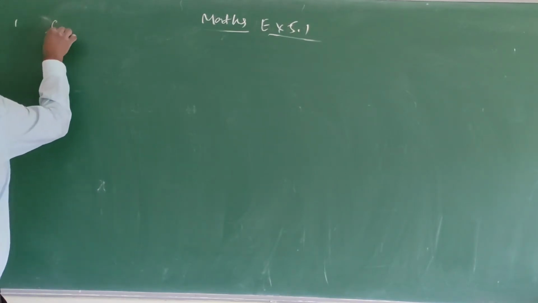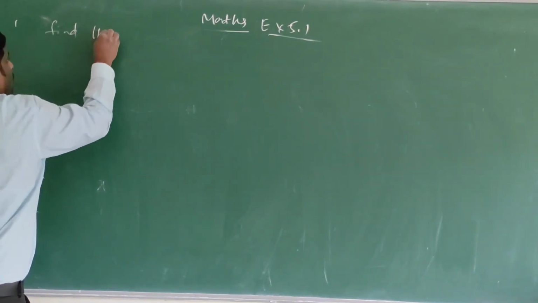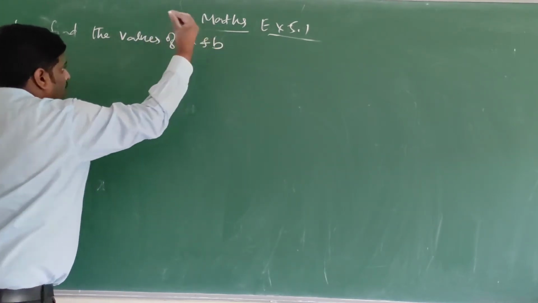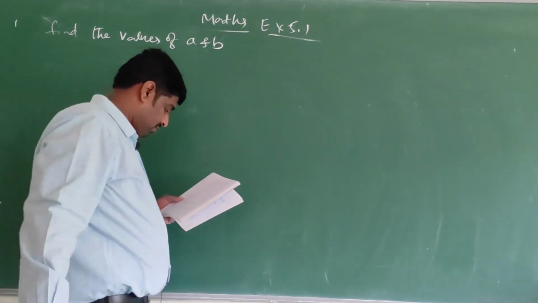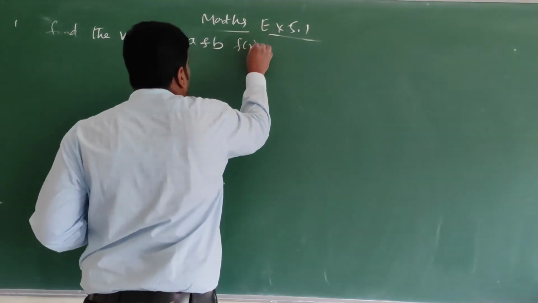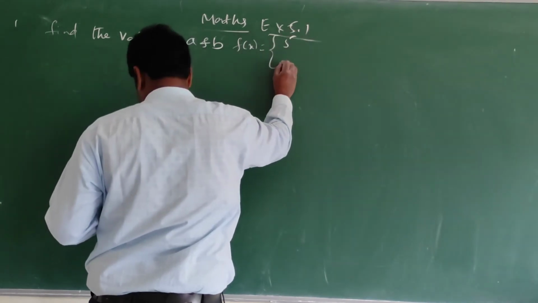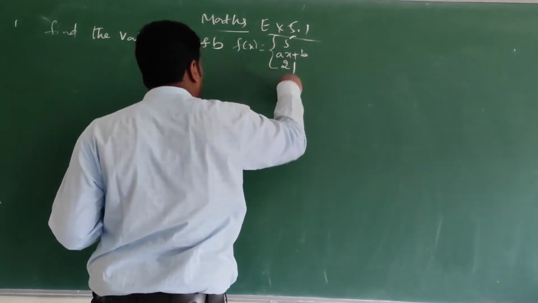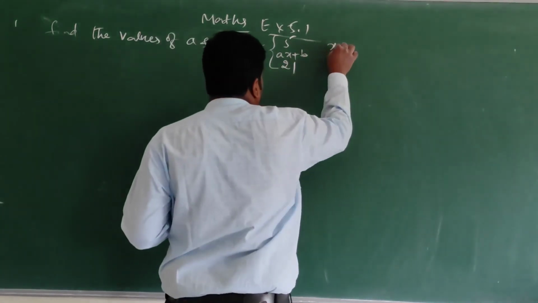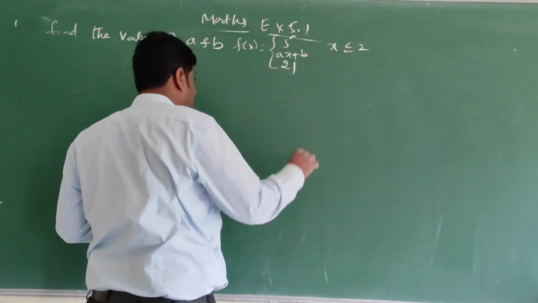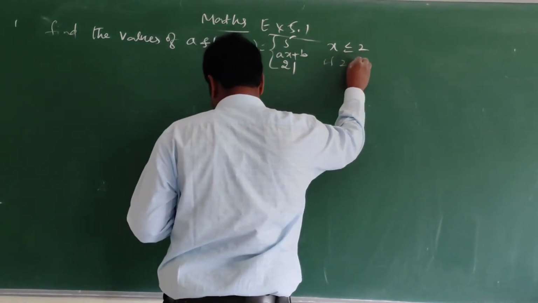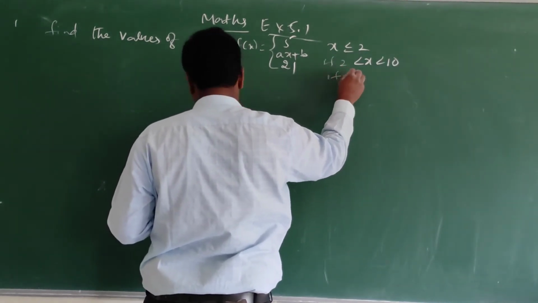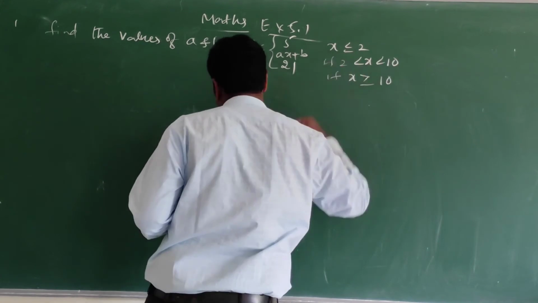Find the values of a and b. f of x is equal to 5 if x less than or equal to 2, ax plus b if 2 less than x less than 10, 21 if x greater than or equal to 10.